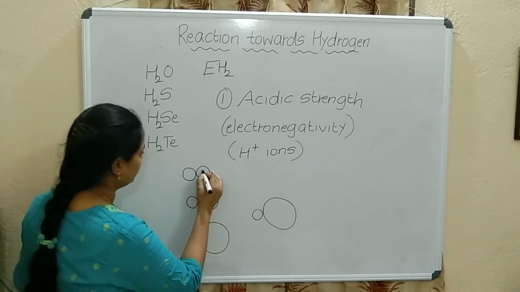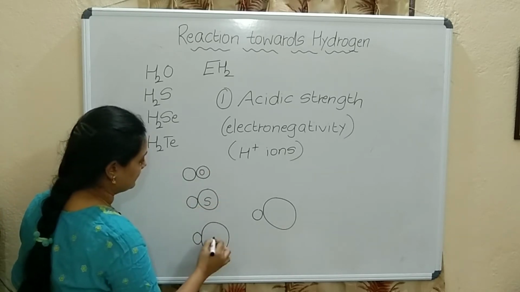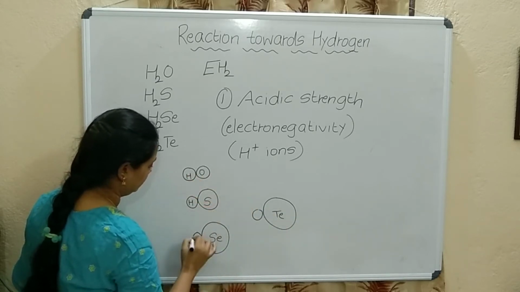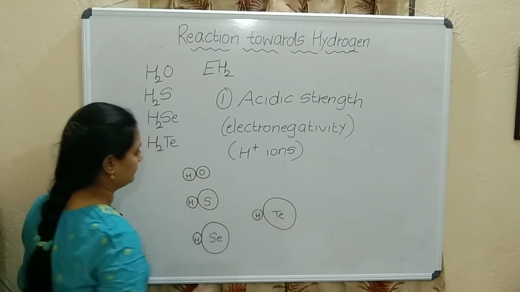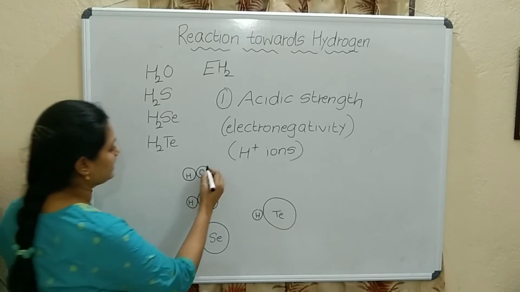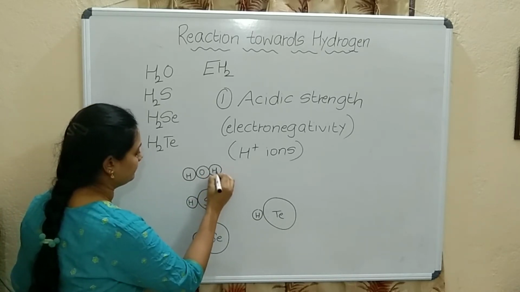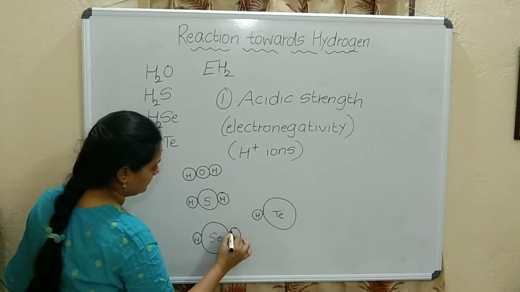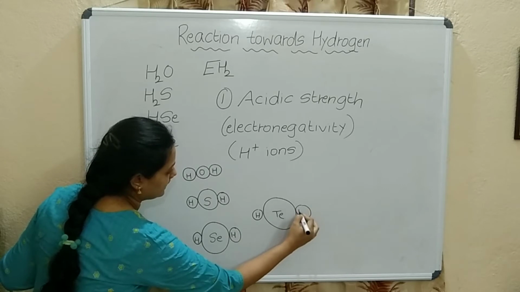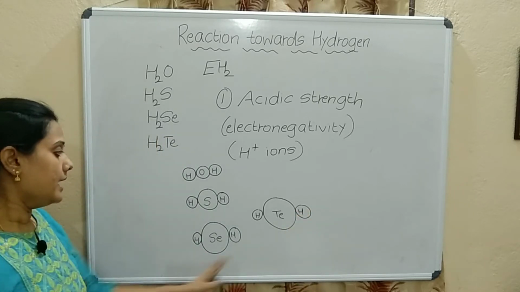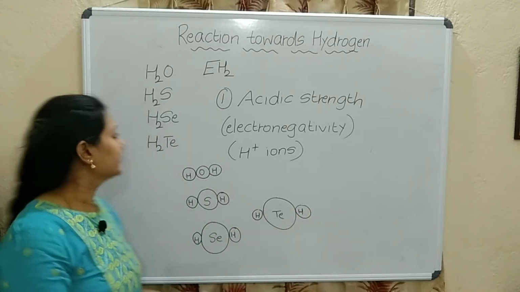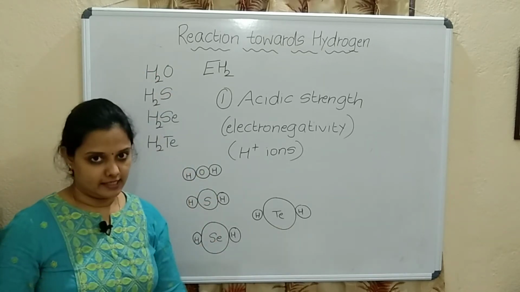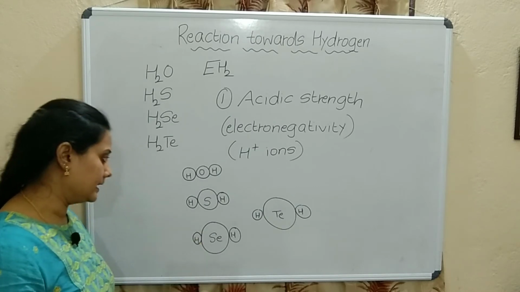I'll just write here, this is for oxygen, sulfur, selenium, tellurium. These all are hydrogen. Correct? H2O. So here you can make one more H. H2S. So here also. H2Se. Here also H. So hydrogen size is remaining the same. Down the group, the size of the elements is going on increasing.